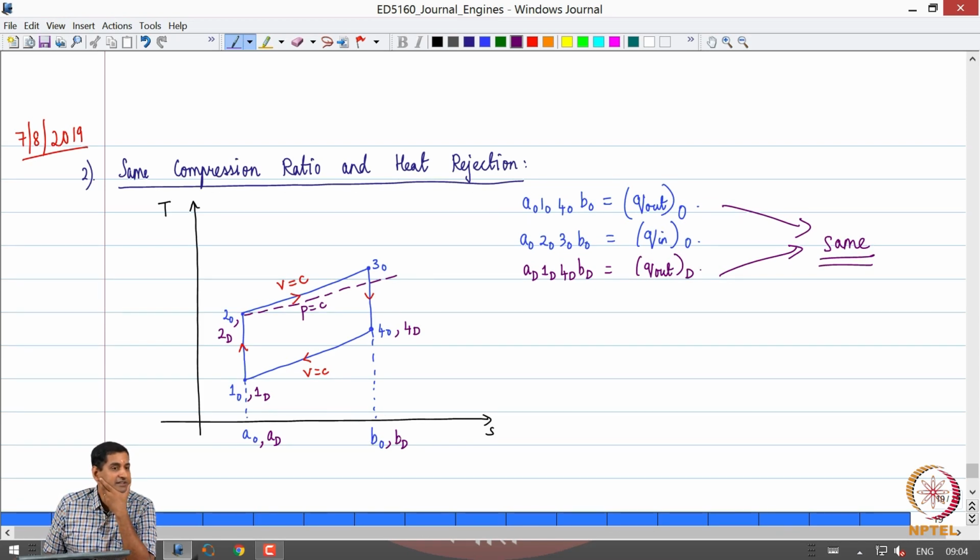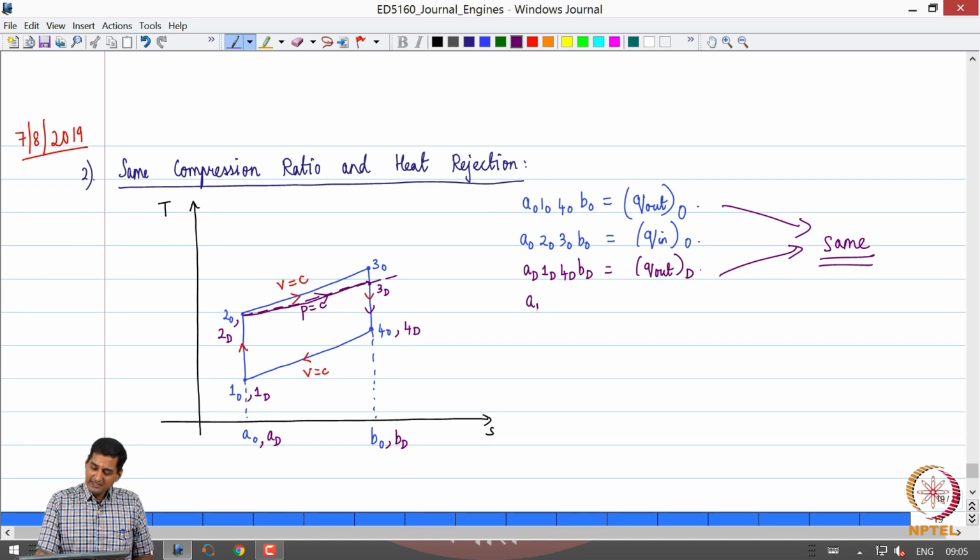Now, how do I identify 3D? Please remember 3D to 4D is isentropic expansion. So, 3D must lie on the vertical line passing through 4D in the TS diagram. And 3D should also lie on the constant pressure line passing through 2D. So, the intersection of the constant pressure line passing through 2D and the constant entropy line passing through 4D should be 3D, and what is that point? It is here, right. As a result, this is my diesel cycle, correct.